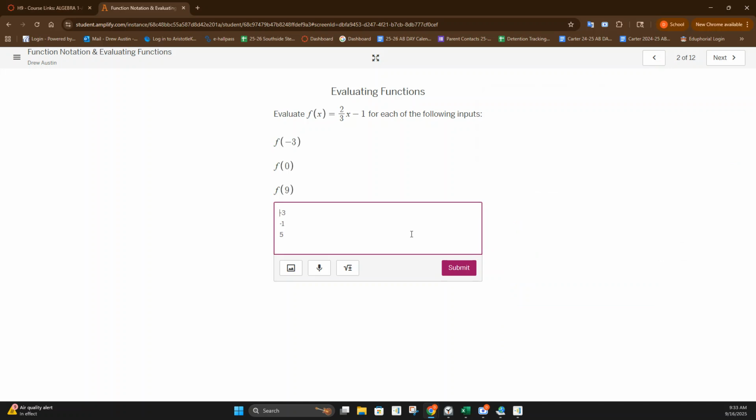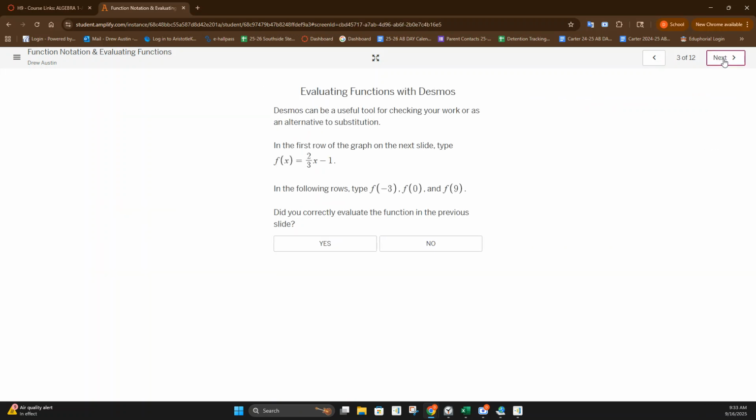And if you want to be extra, what you could do is say f of negative 3 equals negative 3, f of 0 equals negative 1, f of 9 equals 5. And then click Submit. And if you need to edit it and make adjustments, you can. And then you click up here to Next.